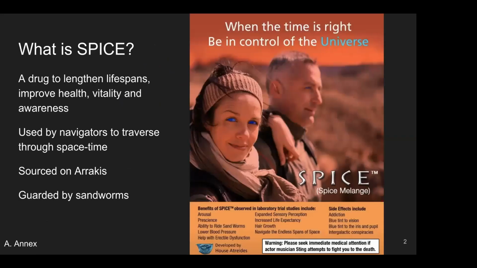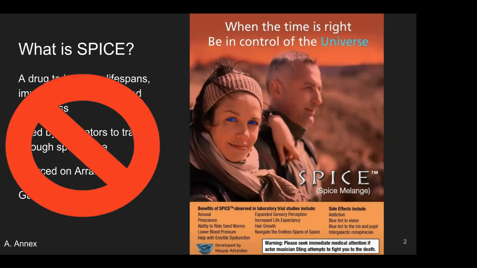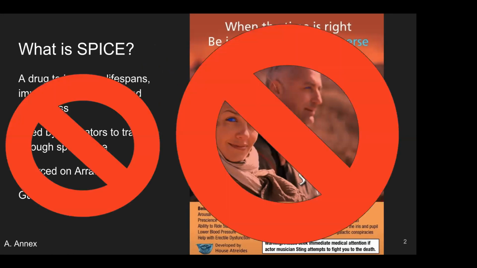And let's get started. So what is SPICE? Spice is a drug produced, seems on Arrakis. It's related to sandworms and allows you to extend your life and navigate the universe. Actually, that's just the joke I wanted to make. I mean, so what is really SPICE?